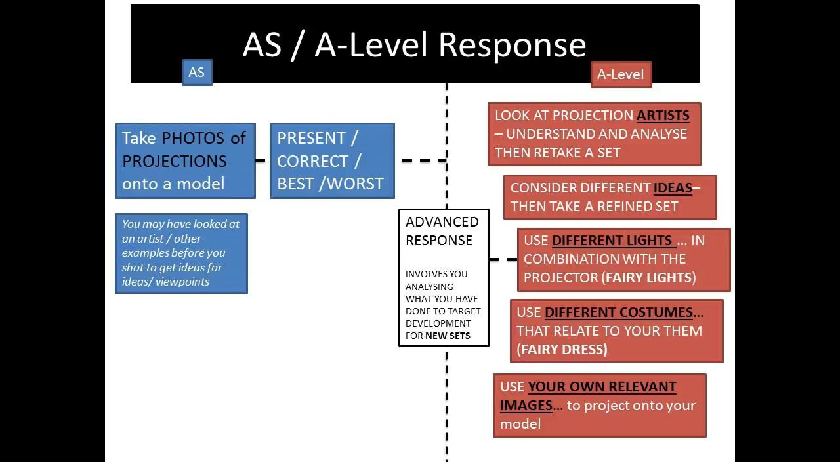This thought path shows you the red bit on the right-hand side, where a student originally projected onto a model and presented the best images and what they wanted to take forward, but then didn't do anything else. If they had looked at other projection artists, understood and analysed them and then retaken a set, that would have shown refinement. Or they could have pushed the idea and maybe used other lighting in combination, or costumes, or something where they developed that idea onwards, maybe using their own ideas to project instead of stock or other images. These are all things that you could try.